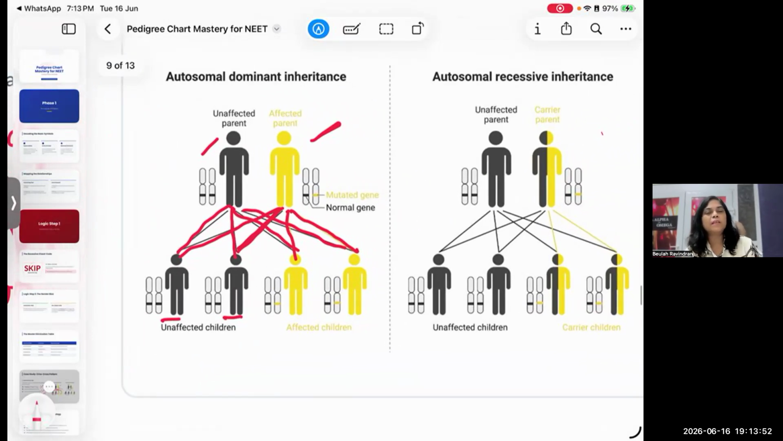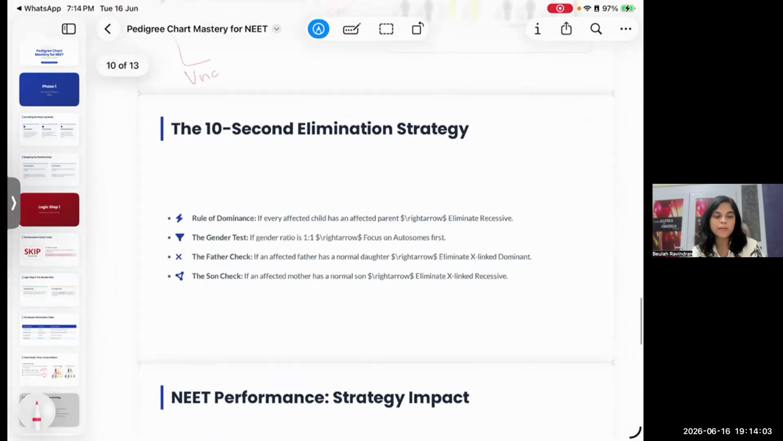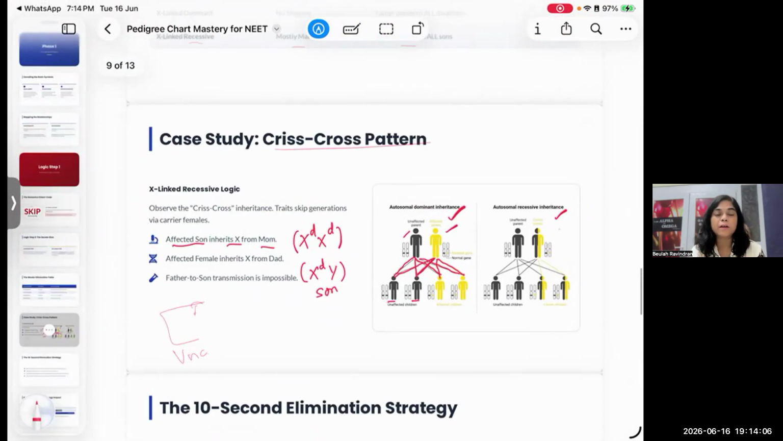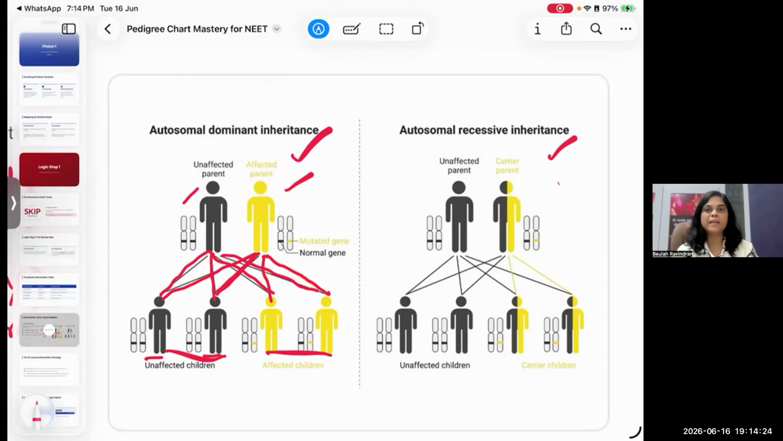So what if you think it's X-linked dominant? This is X-linked, this is autosomal, and I will explain X-linked. This one is actually autosomal. Autosomal means equal: male and female suffer equally. So it is not dominant to the son or to the daughter. It happens equally. It is not biased. But X-linked means it is biased.